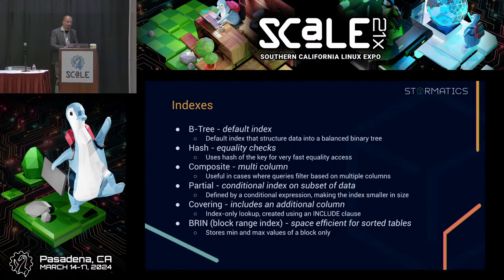BRIN index, short for block range index, essentially stores the minimum and the maximum values from the page size and not the entire data. So for very large data, which is spread across multiple pages, it will help you save a lot of disk space. It only captures the minimum and maximum values on a single page, and then it can zero in very, very quickly into a value that you might have queried.